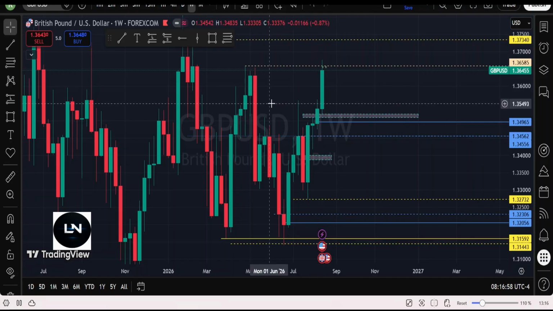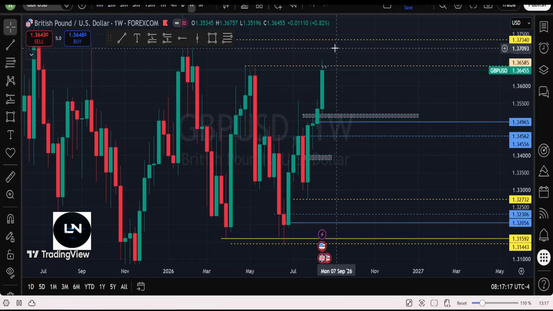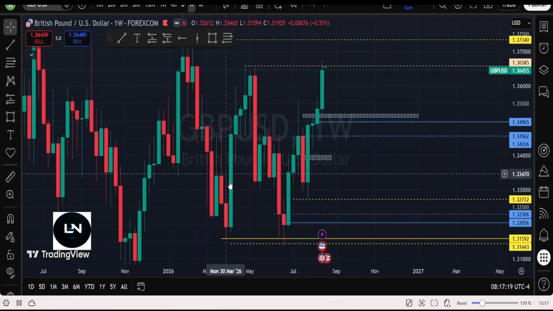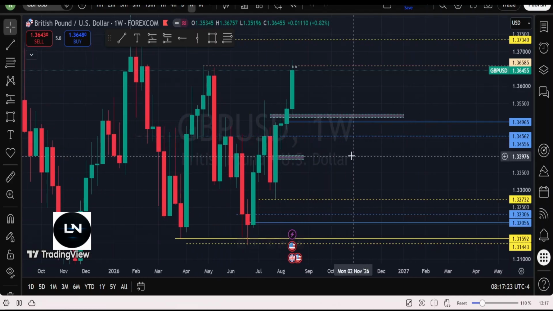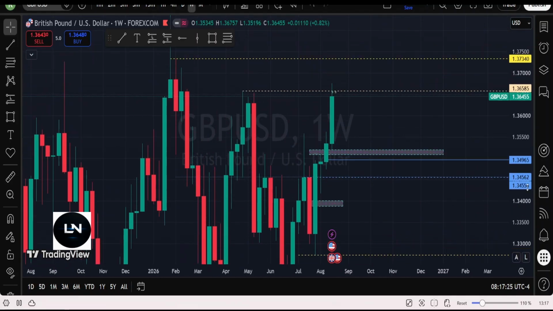Unlike Nasdaq, where price at the moment is at the equilibrium, British pound USD just took out an old high of the weekly. This is an old high of the weekly within the daily range. So are we going to create a new range, or is price going to continue to the next range, which is this? That we have to find out as we map out this liquidity together.